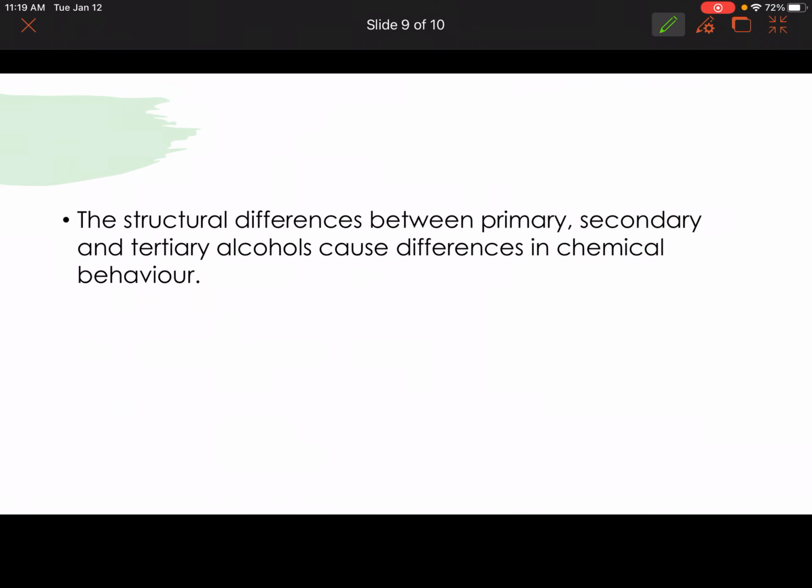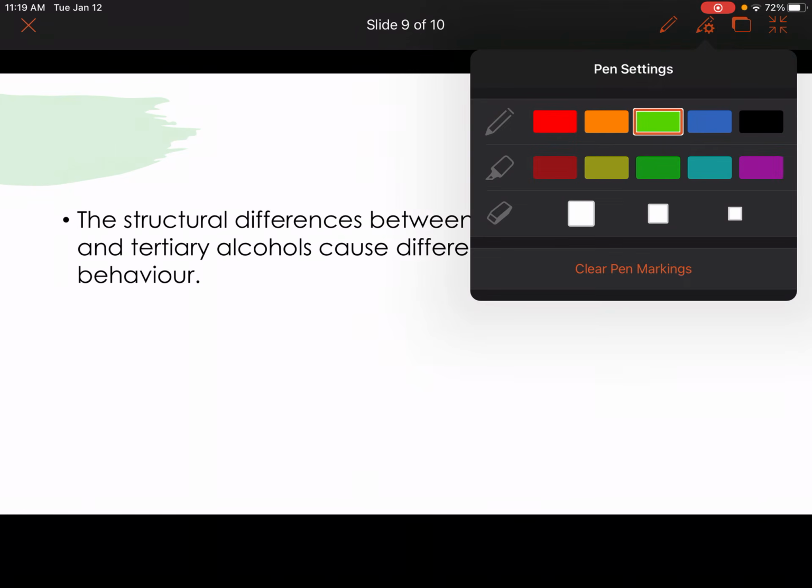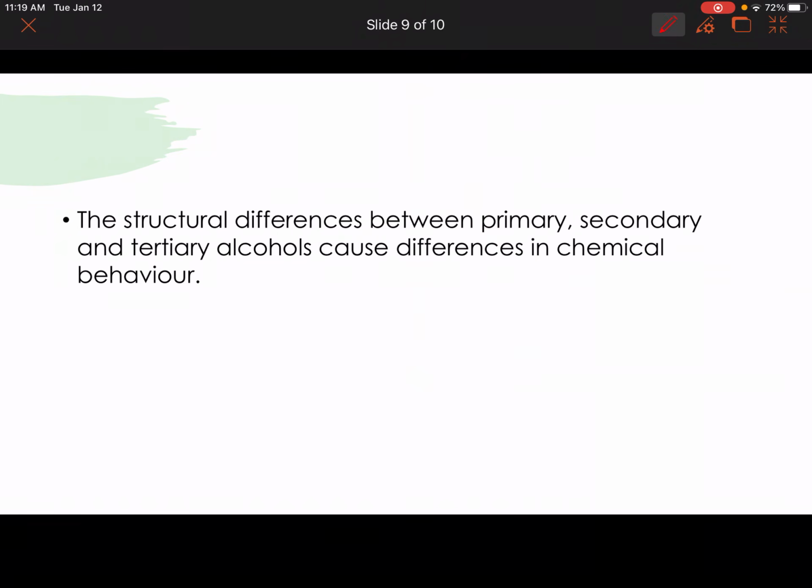Now, the reason why that is important, and for you to be able to identify that, is because it causes differences in chemical behavior. Now, we're not going to talk about those differences, but if you end up taking organic chemistry in college or university, that's when you would learn more about that.